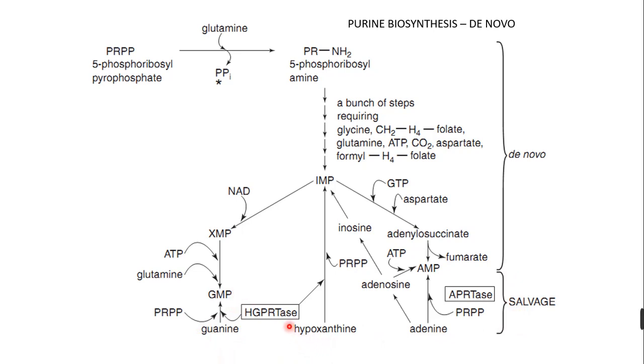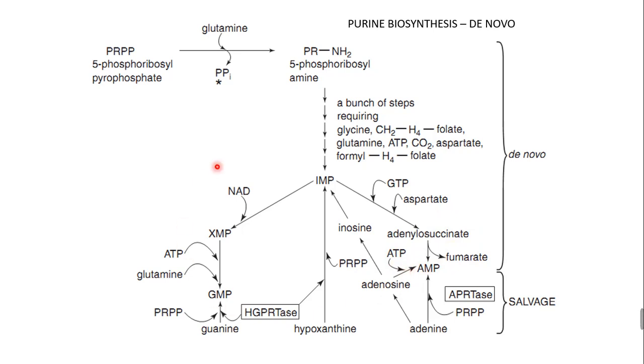If hypoxanthine is already there, it is converted into IMP by the incorporation of PRPP, phosphoribosyl pyrophosphate, and by the enzyme HGPRTase; here the enzyme is APRTase. And the conversion of IMP to adenylosuccinate, and adenylosuccinate to AMP, requires GTP and aspartate. Adenylosuccinate is synthesized, and removal of fumarate leads to AMP. Adenosine to AMP is by ATP incorporation.